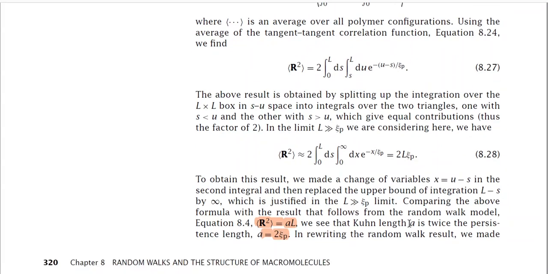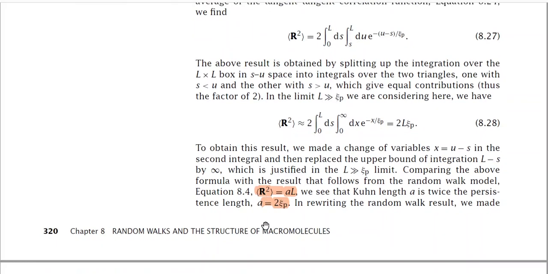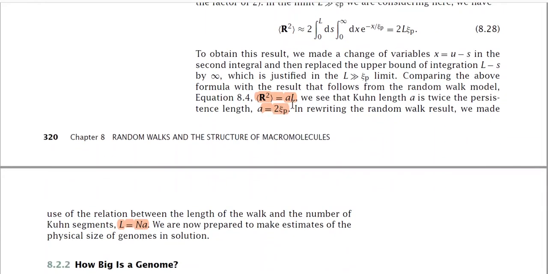Now if you have listened to my earlier lectures regarding the random walk model, in the beginning we derived that R squared is equal to n times a squared. So here R squared is equal to 2L epsilon p. The previous result, R squared is equal to n a squared, can be written as R squared is equal to a times L. Why a times L? Because capital L can be written as n times a, since n segments are there, each of length a, and so R squared equal to n a squared we can write as a times L.